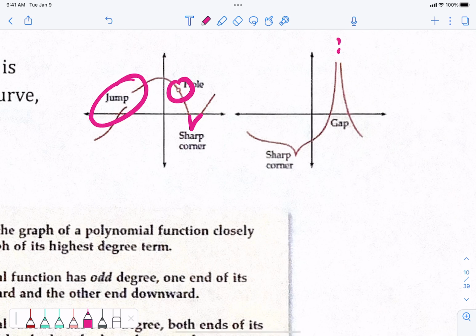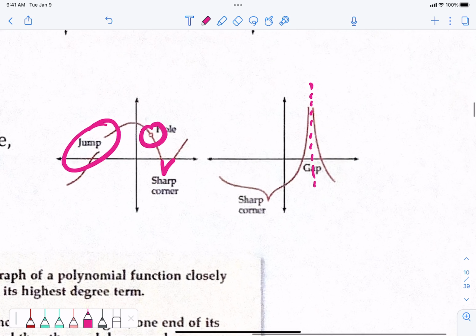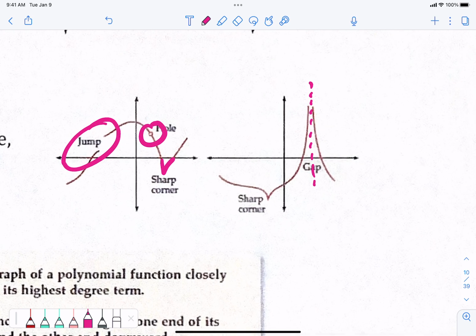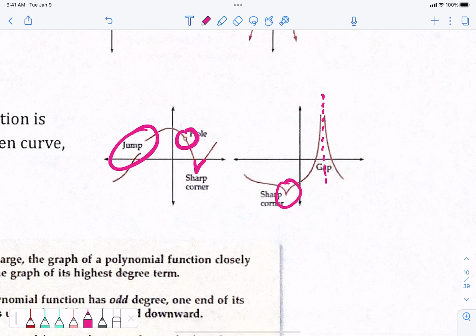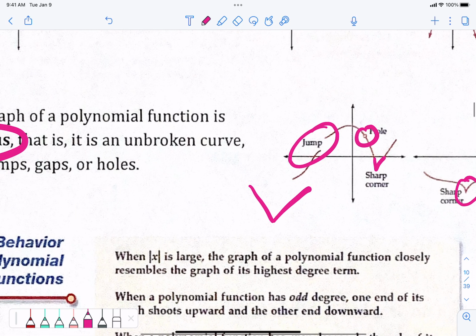So this is kind of like a vertical asymptote over here. So these are non-polynomial functions, not good. Polynomials only have curves or are straight lines. No jumps, skips, holes, vertical asymptotes, nothing like that. No sharp corners, no absolute value looking things, anything like that. That is not a polynomial function.